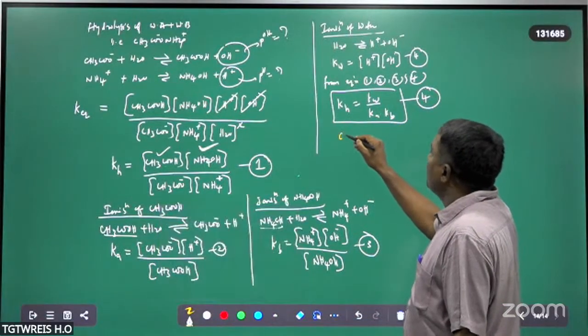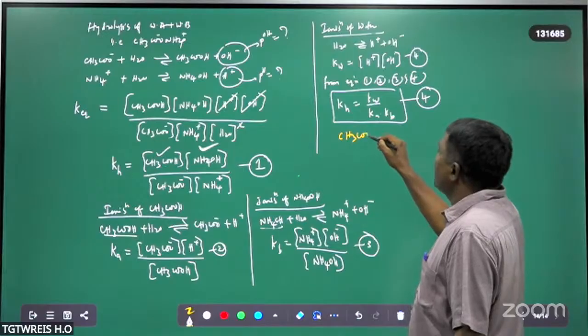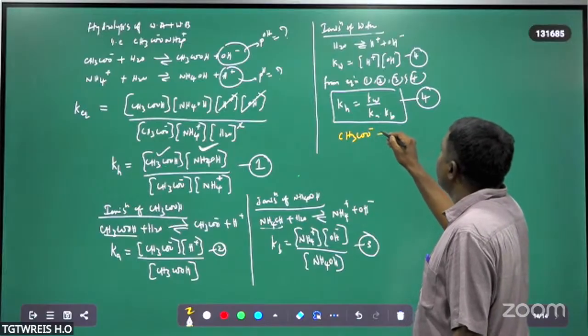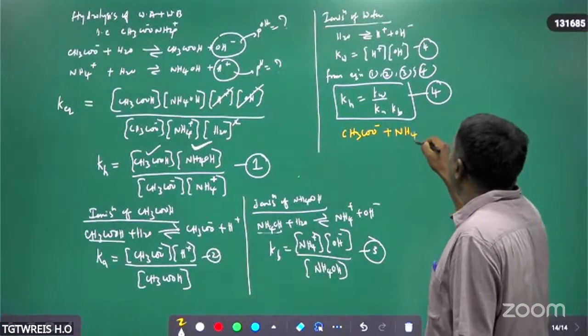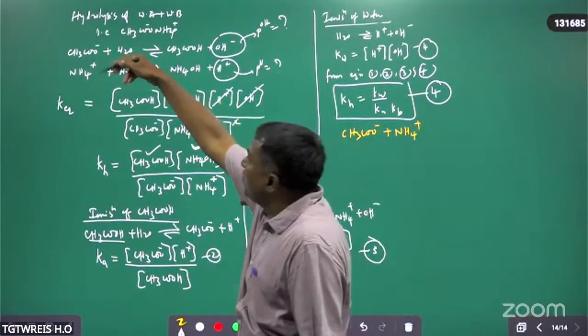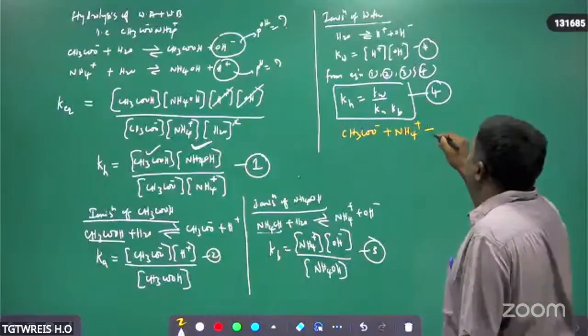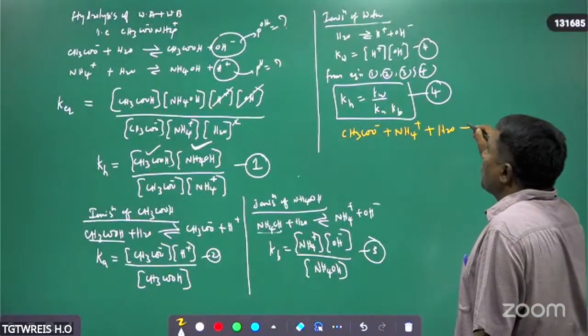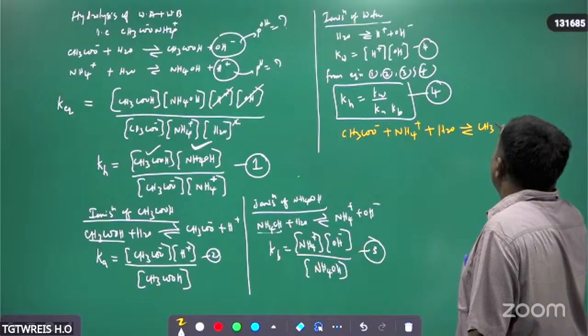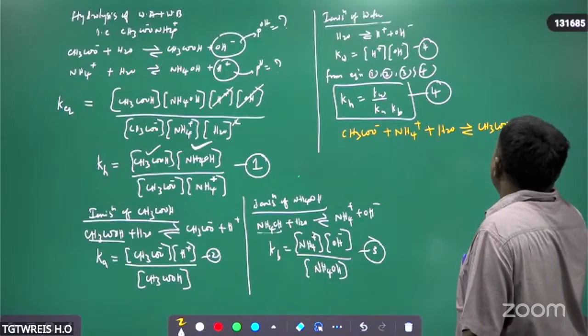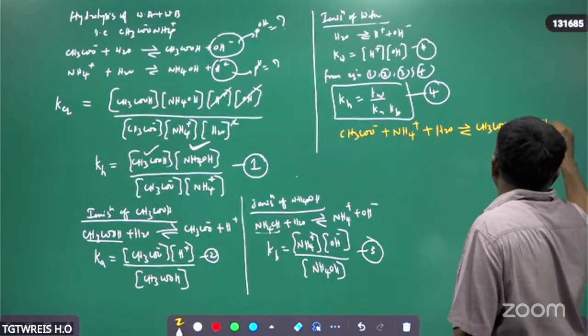So CH3COO minus plus NH4OH. By clubbing these two equations, by mixing these two equations, CH3COO minus plus NH4 plus plus water. It will be what now? CH3COOH plus NH4OH.